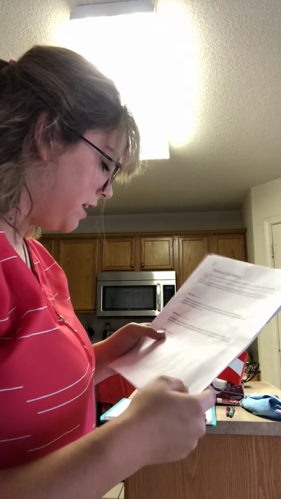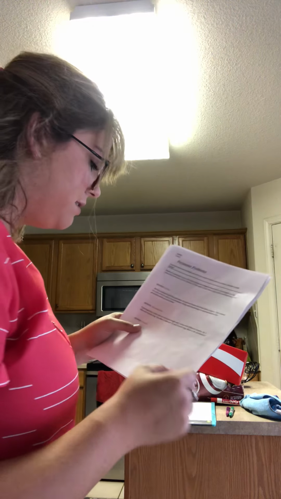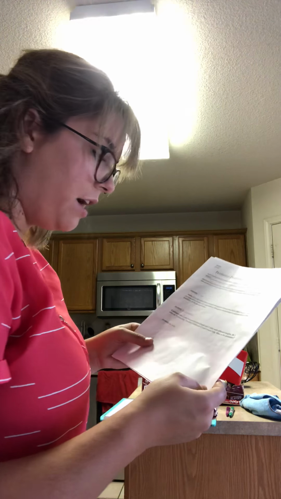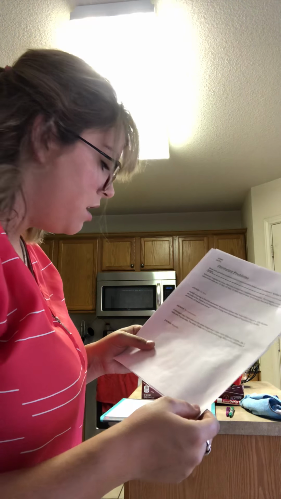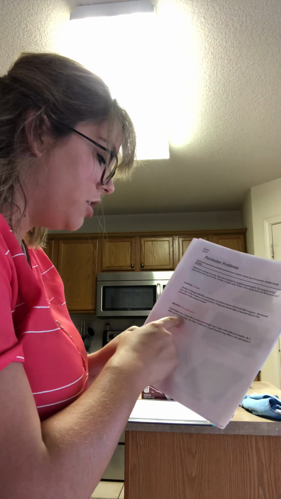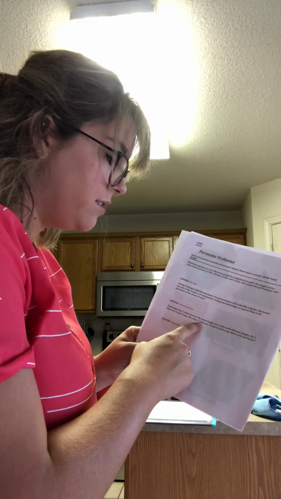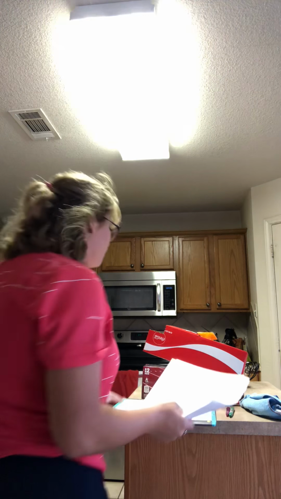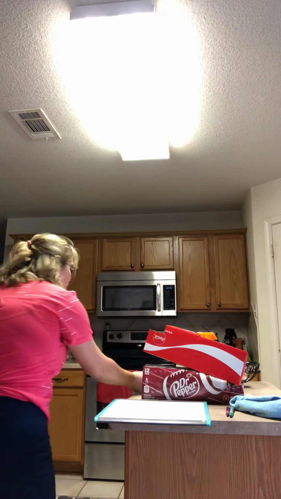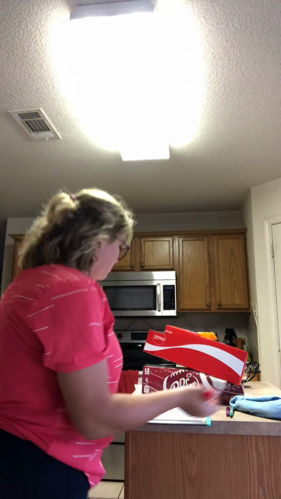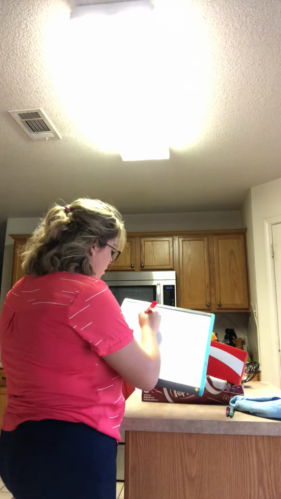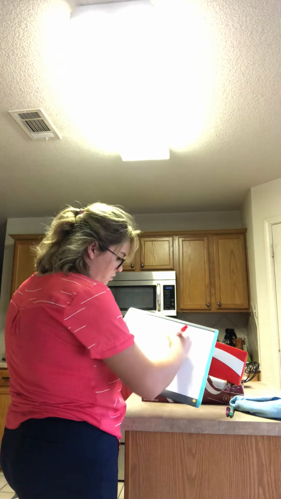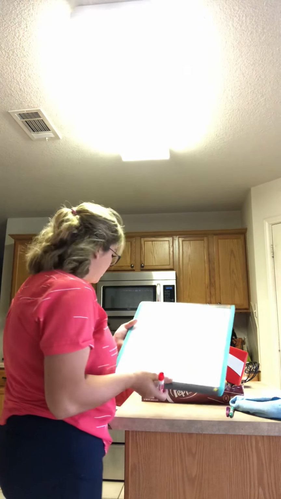So the question states, a pentagon has 3 sides that are the same length and 2 sides with different lengths. The 3 sides are 9 yards long and the 2 sides are 11 and 8 yards long. What is the perimeter? So I'm going to draw myself a little pentagon. We know that a pentagon has 5 sides because penta equals 5, and we did that before we went into perimeter. So let me draw my little pentagon. 1, 2, 3, 4, and 5.